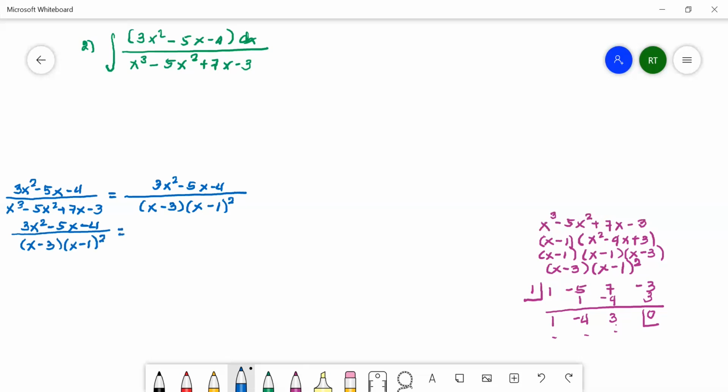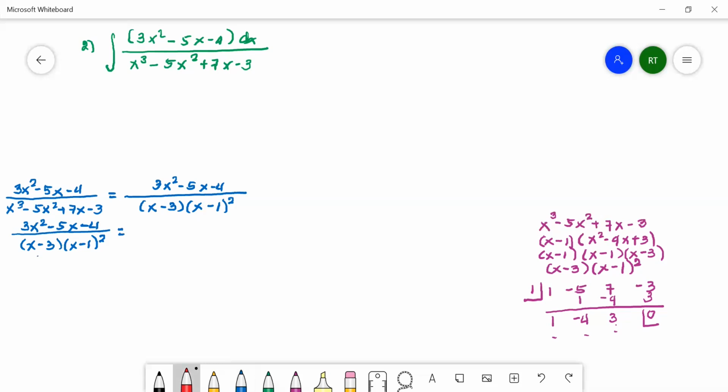I hope that you can still remember what you had in senior high, how to decompose a fraction into partial fractions. Now please take note that in the denominator, we have one distinct linear factor, x minus 3, and one repeated linear factor, x minus 1, repeated twice.